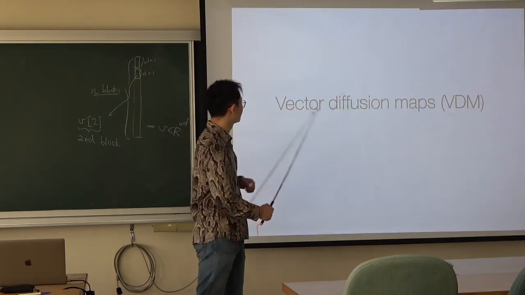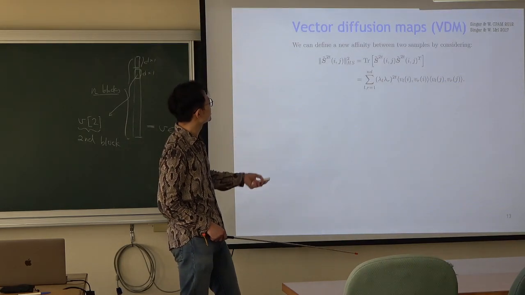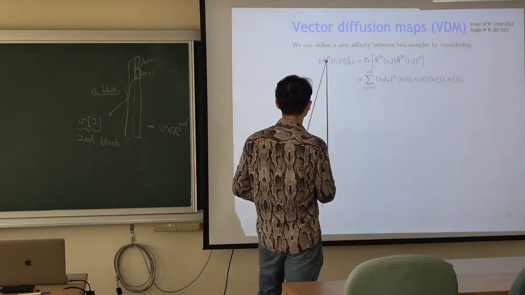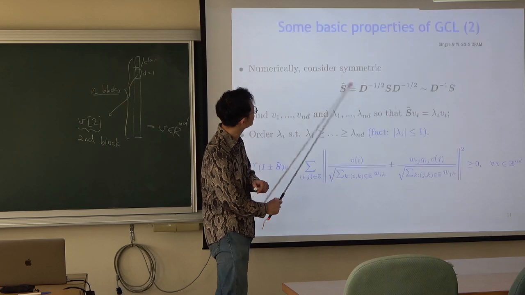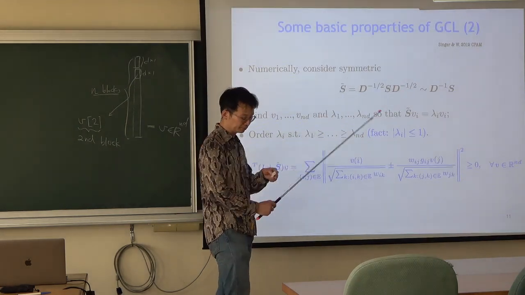But let's talk about vector diffusion maps and what it is. What you do is make some very basic observation. You have S tilde, and what is S tilde? If you remember, S tilde is D minus half S D minus half. So it's a symmetric matrix.